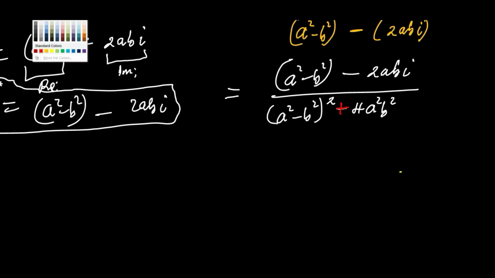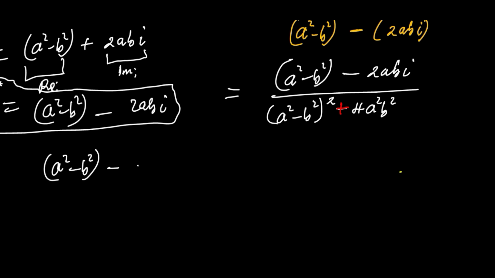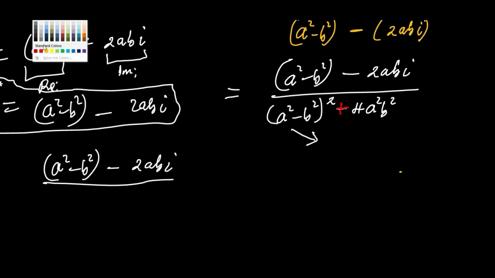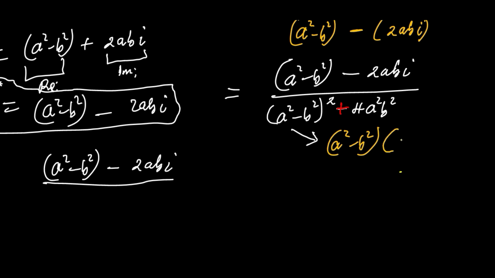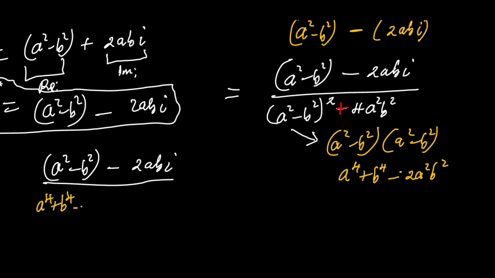So having that in mind, we're simply going to now expand our function. We have a squared minus b squared minus 2abi, now divided by, expanding this is the same thing. We can have this to be the same as a squared minus b squared, or that a squared minus b squared. So it's the same thing. We're going to have a to the power 4 plus b to the power 4 minus 2a squared b squared. So this can be written down in the denominator.